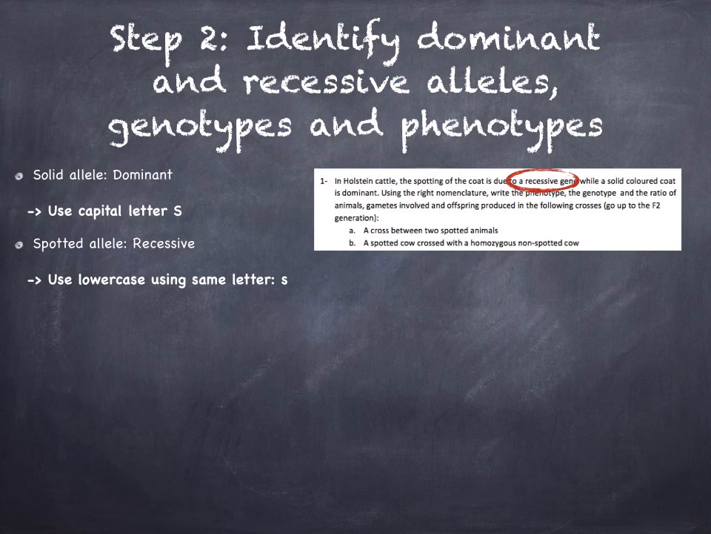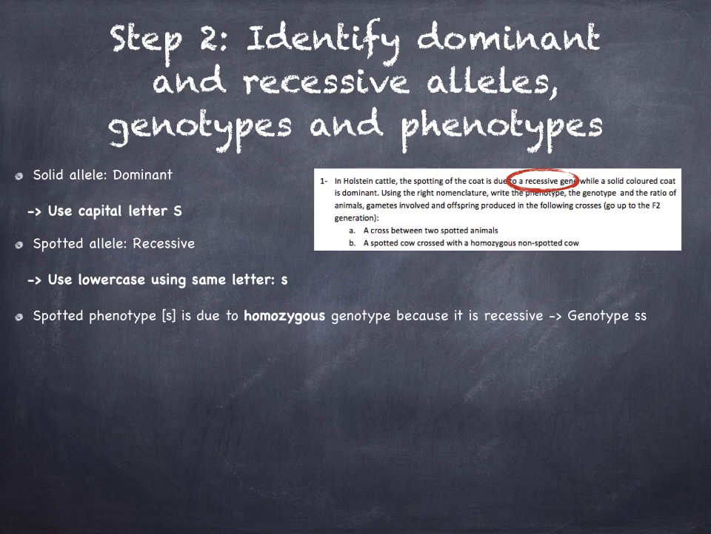So now let's qualify the genotypes and the phenotypes. So first of all, the spotted phenotype that you can put in brackets with a little s, so it shows the recessiveness of this phenotype. So the recessive spotted phenotype is due to a homozygous genotype. So it is because it is recessive, so you need to have 2 copies of the recessive gene. So the genotype is shown with the 2 letters, so the 2 s's in lowercase.